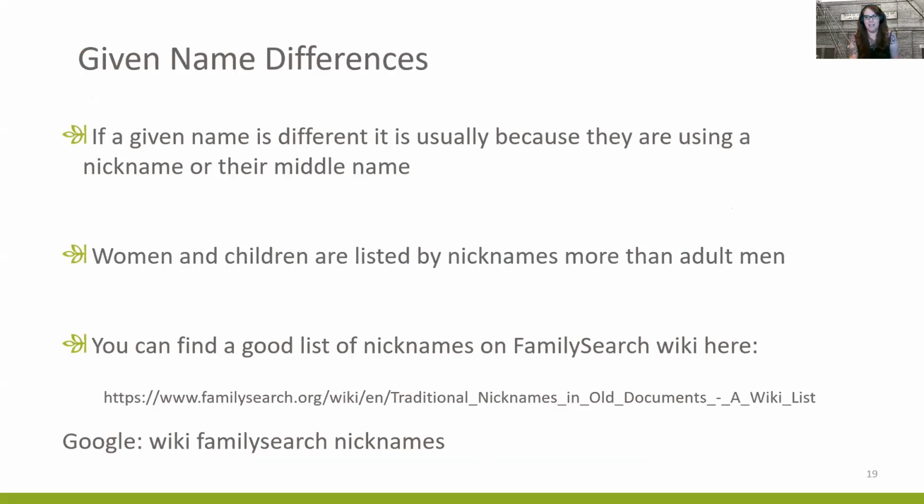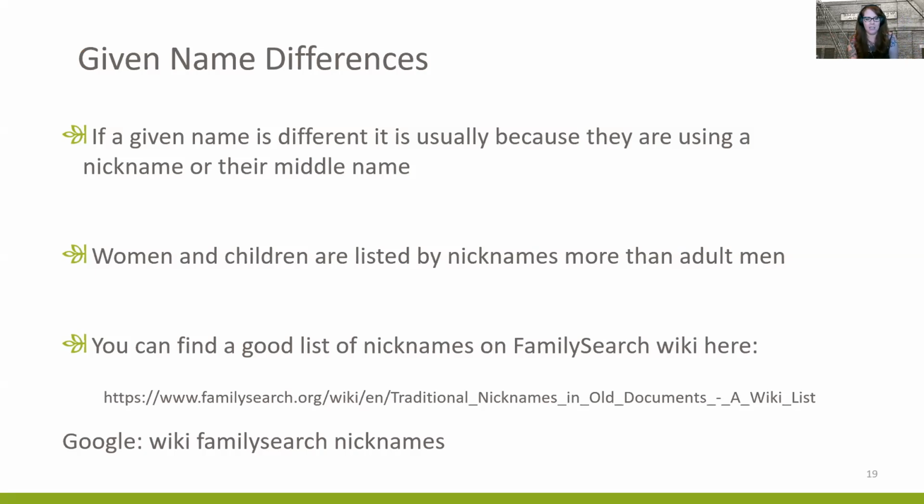So given names, that's a whole other kettle of fish. If a given name's different, it's usually because they're using a nickname or they're using the middle name, or a totally different name. No rules, genealogy, no rules, it's anarchy. Women and children are listed by nicknames more often than adult men.